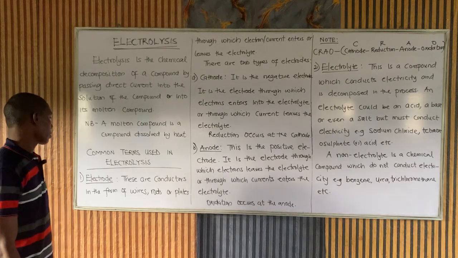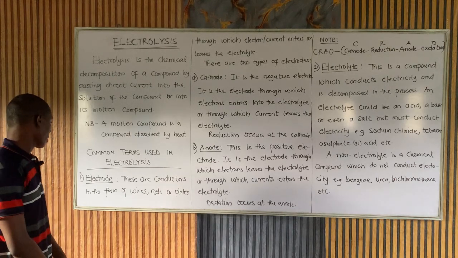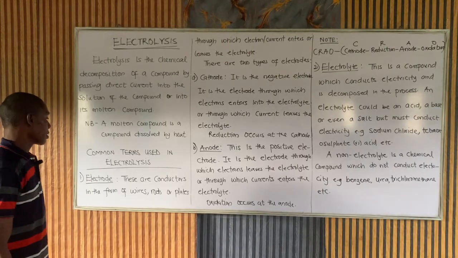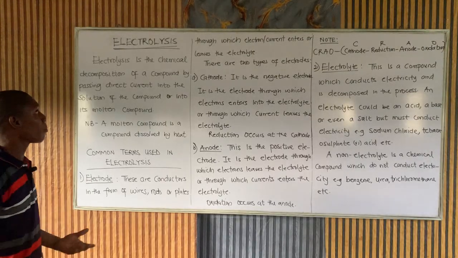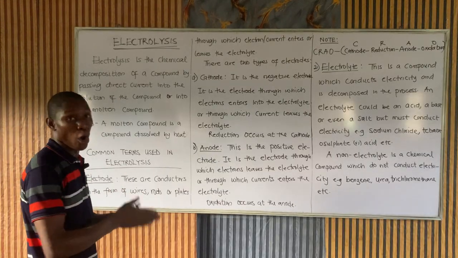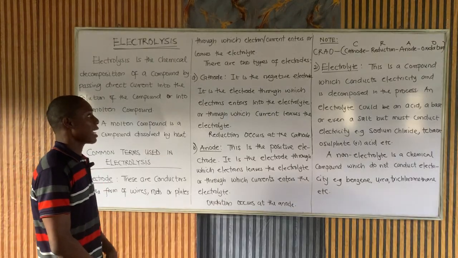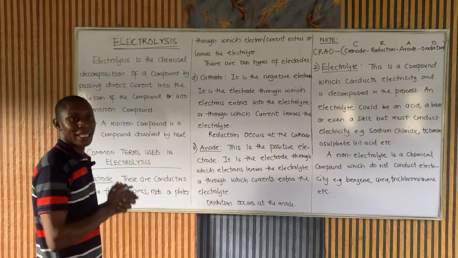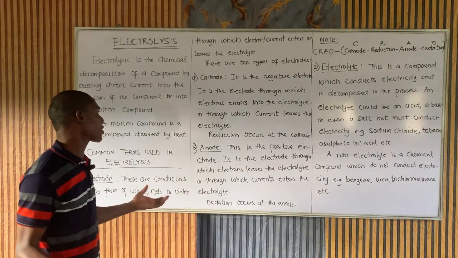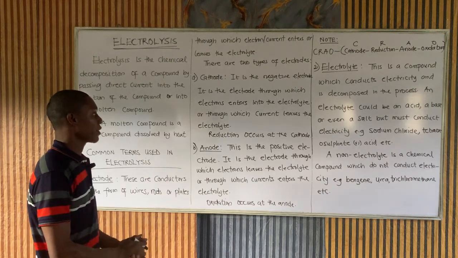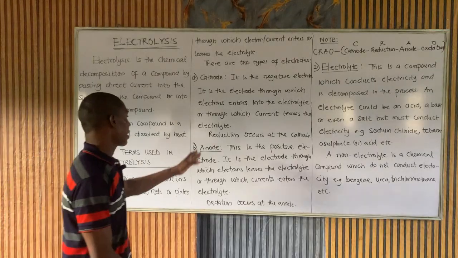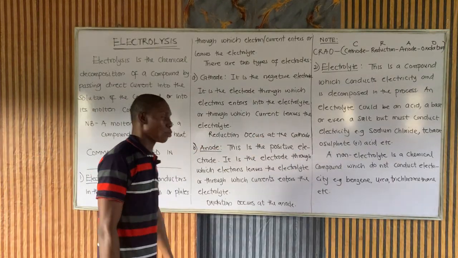Common terms used in electrolysis. First and foremost, we want to look at the electrode. These are conductors in the form of wires, rod, or plates through which electron or current enters or leaves the electrolyte. And there are two types of electrode. We have the cathode and the anode. The cathode is the negative electrode. It's the electrode through which electrons enter into the electrolyte or through which current leaves the electrolyte. It's important to note that reduction occurs at the cathode.